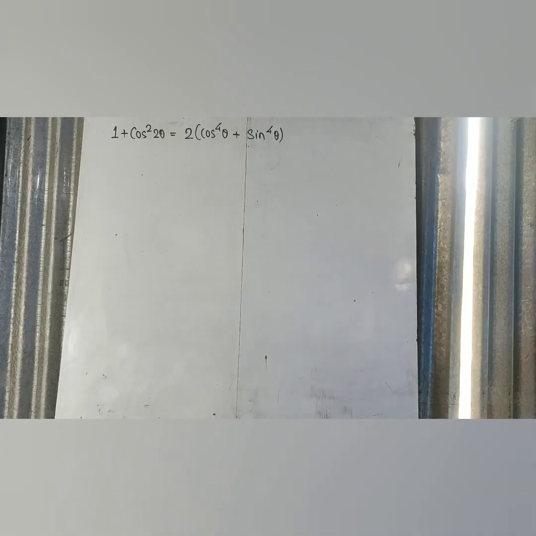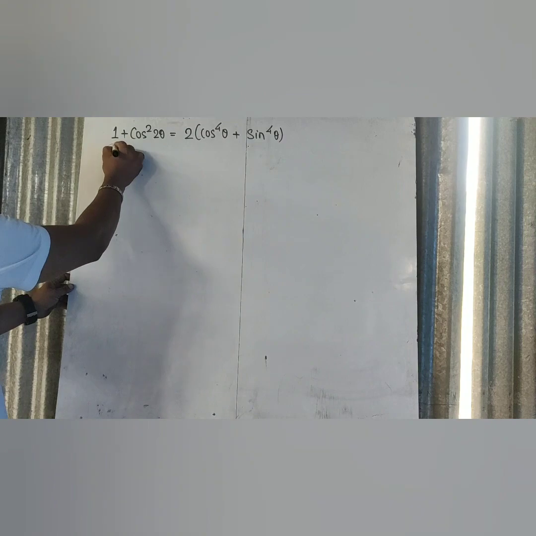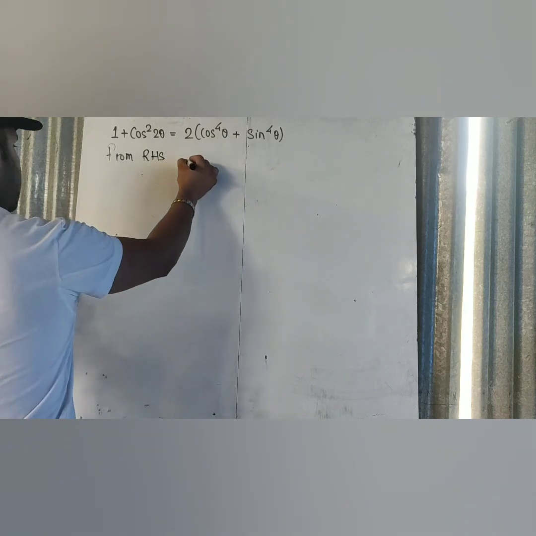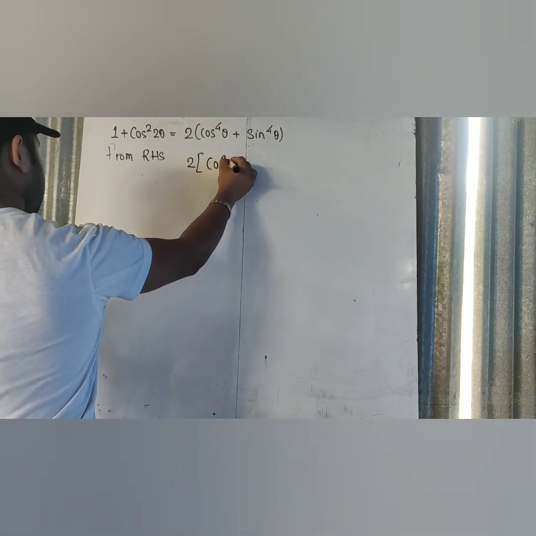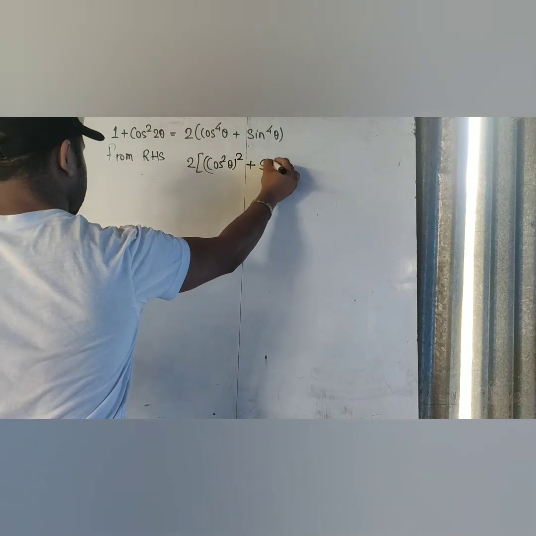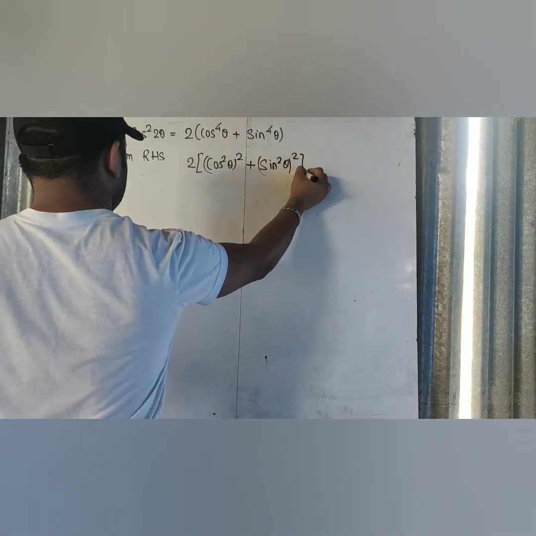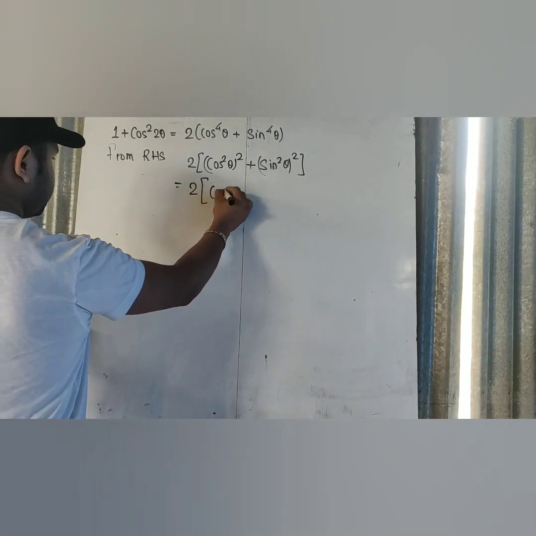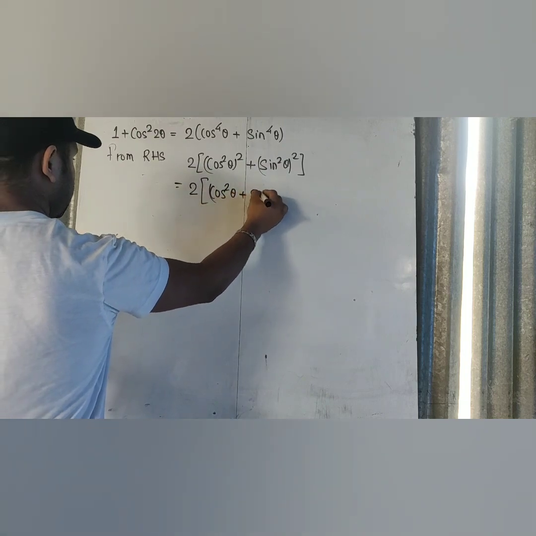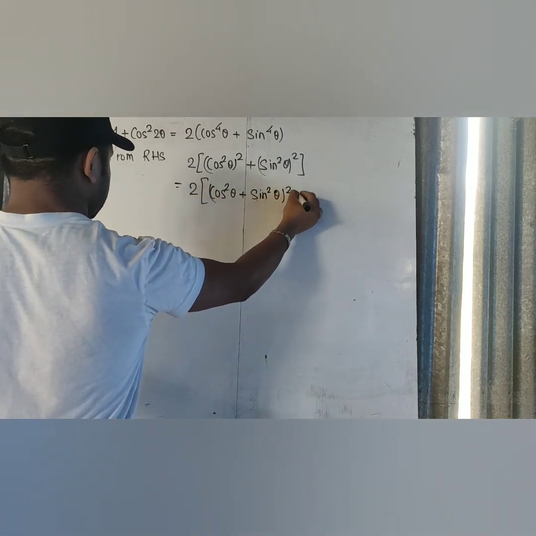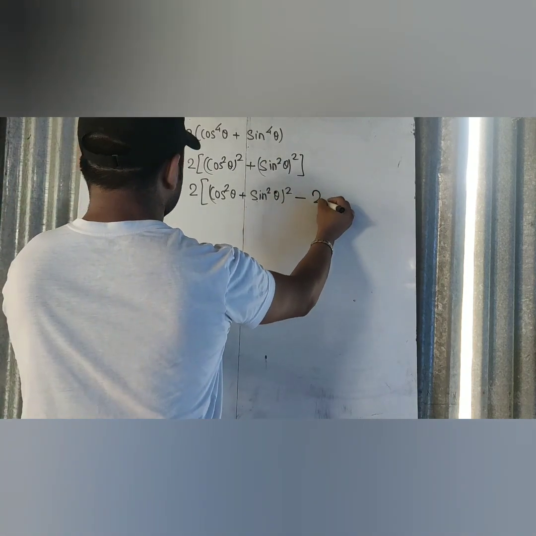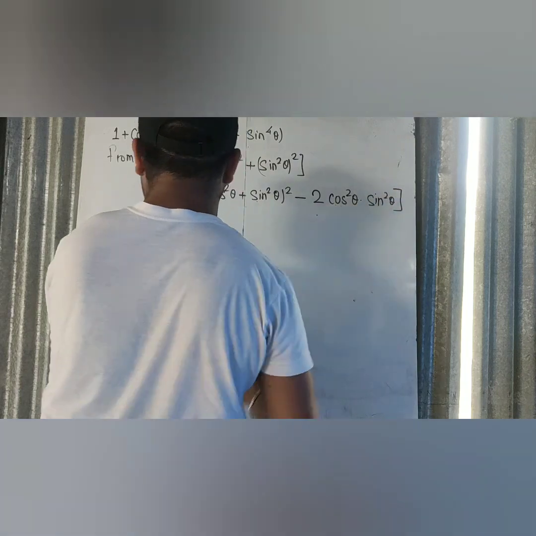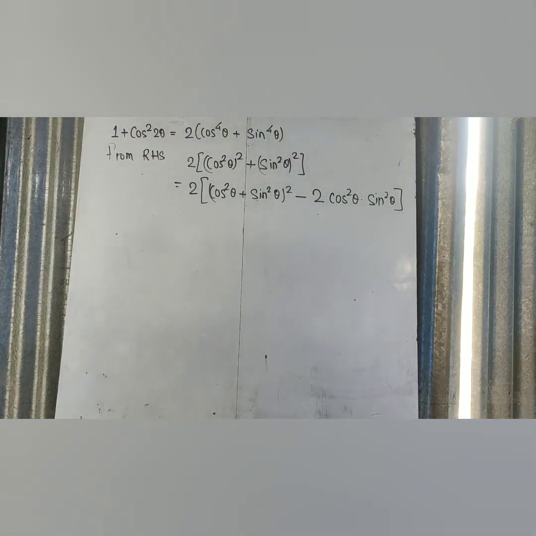Okay, we're going to start this problem from the right hand side. It's easy solving the problem from RHS because it looks like this can be changed in the form of a formula. So we write here (cos square theta) whole square plus (sin square theta) whole square. So it changes in the formula of a square plus b square. The formula of a square plus b square is (a plus b) whole square minus 2ab. This is the formula of a square plus b square.